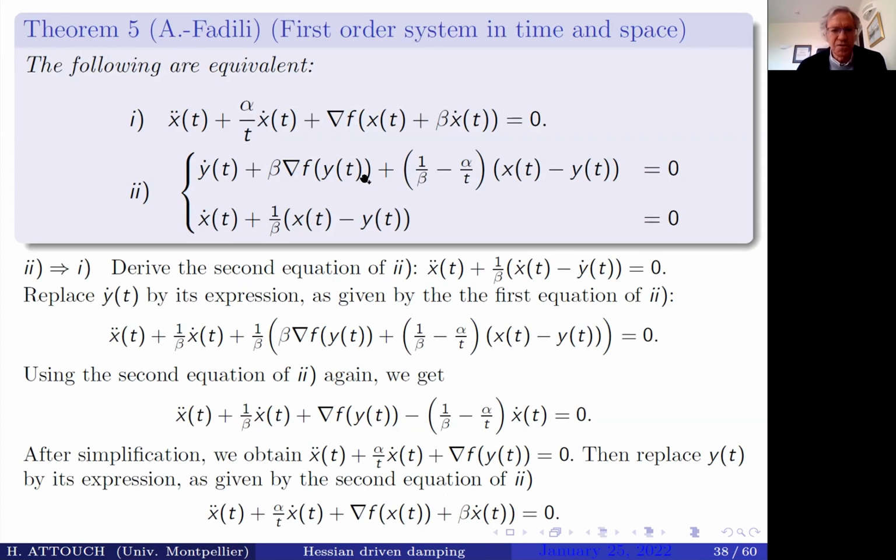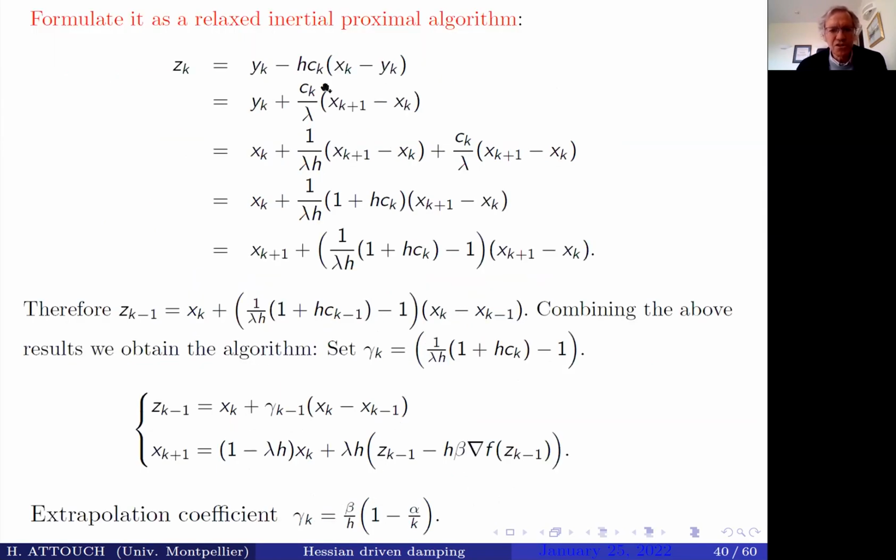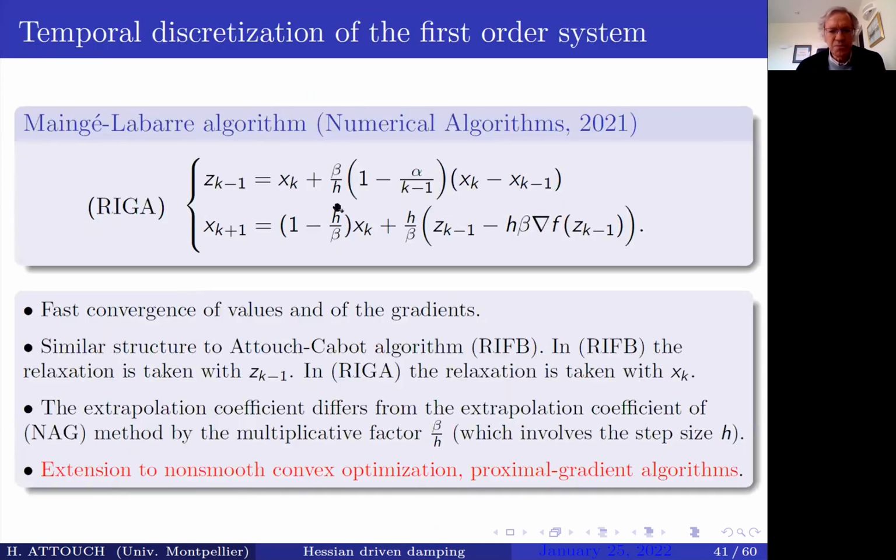It's a system, you see the variable here is y. The gradient enters via y. So implicit discretization, yk plus 1. You solve with respect to yk plus 1, you have the prox here. You replace the prox by a gradient step, and you obtain this algorithm. You can rewrite this algorithm, in fact, just doing some algebraic computation. You can write this algorithm as a relaxed inertial proximal algorithm.